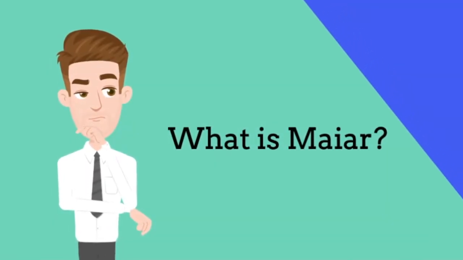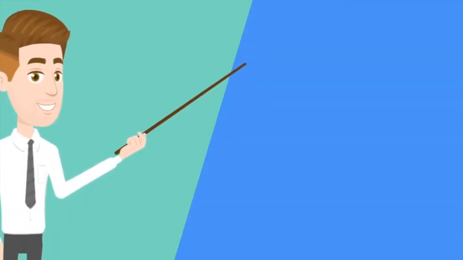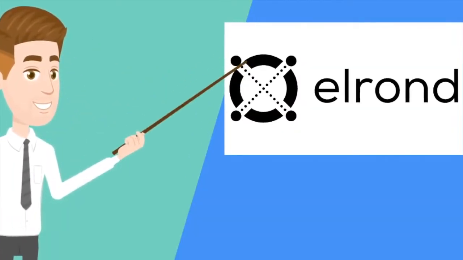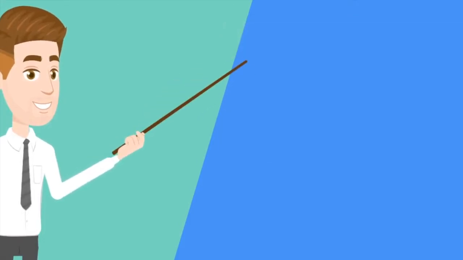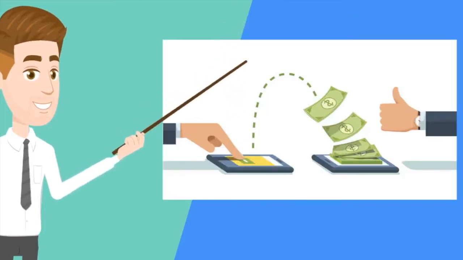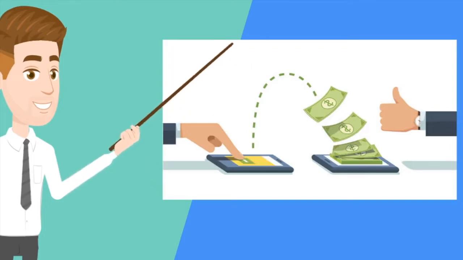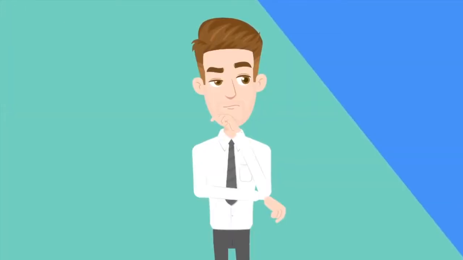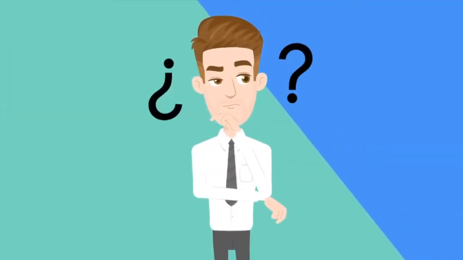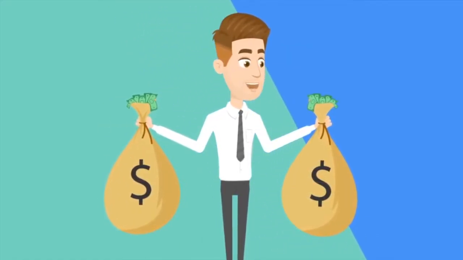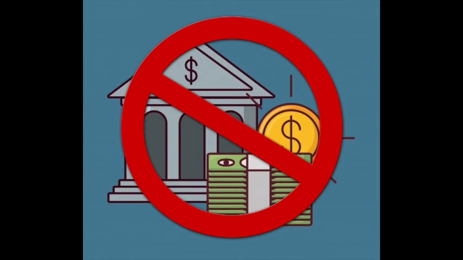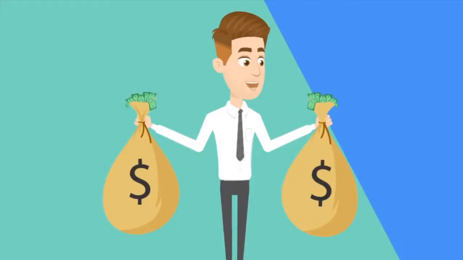What is Maiar? Maiar is a disruptive application powered by Elrond, in which users from all over the world can send and receive money to each other with just one click. Some of you will say, so what's new about that? To begin with, you are 100% the owner of your funds. Not a bank, not an entity. You, as an individual, are the owner of all the capital that you have in your account.